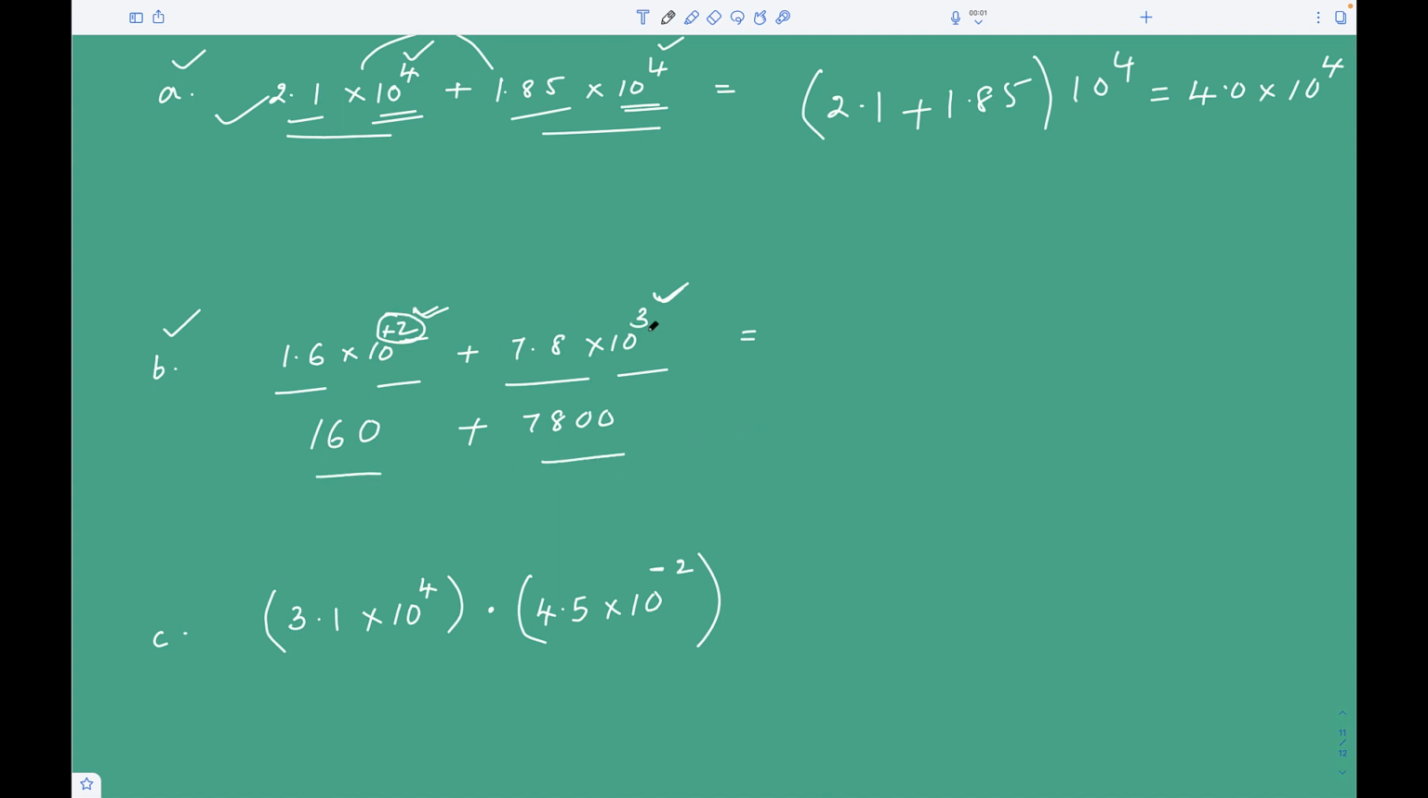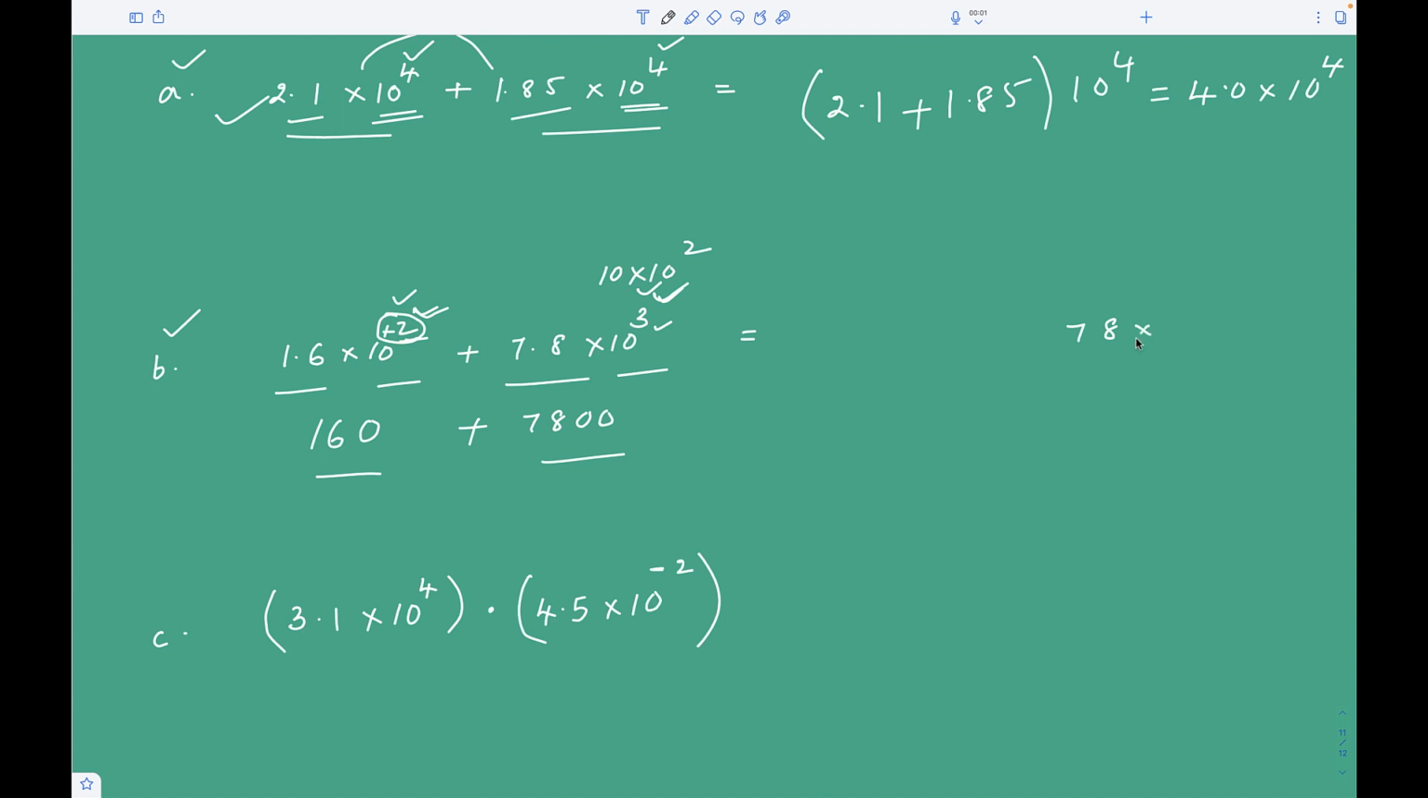And the other way to perform this addition is to make these exponents identical. You can make this 3 or you can make this 2. For me, this is easier. Let us make this exponent 2. Now I can write 10 to the power of 3 as 10 multiplied by 10 to the power of 2. Now if you multiply 7.8 with 10, you would get 78.